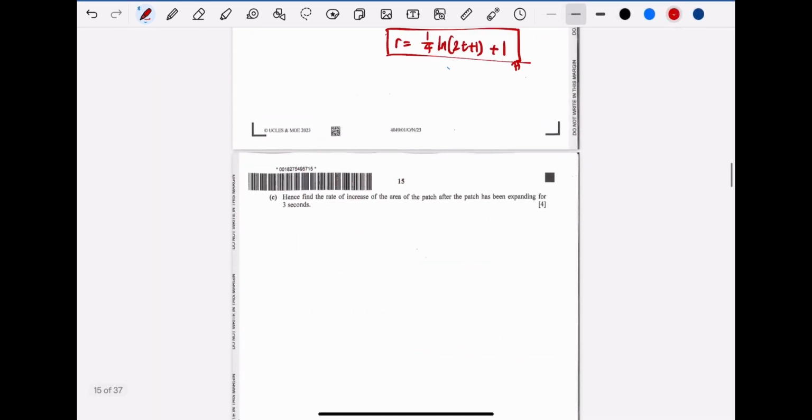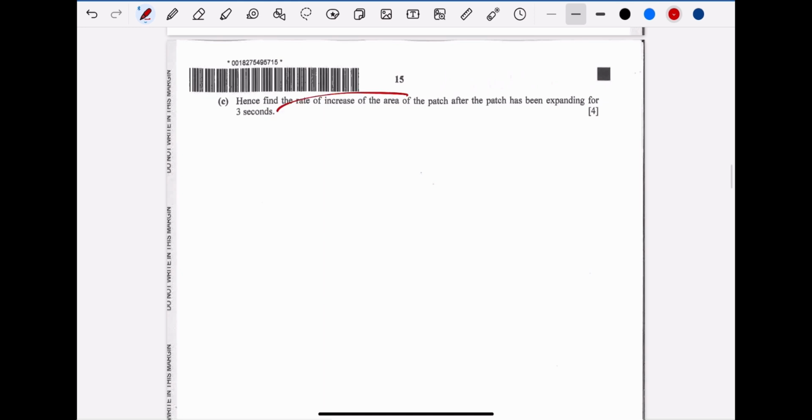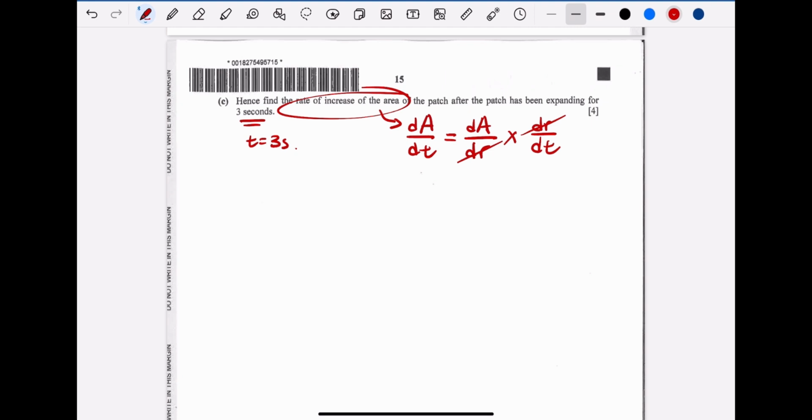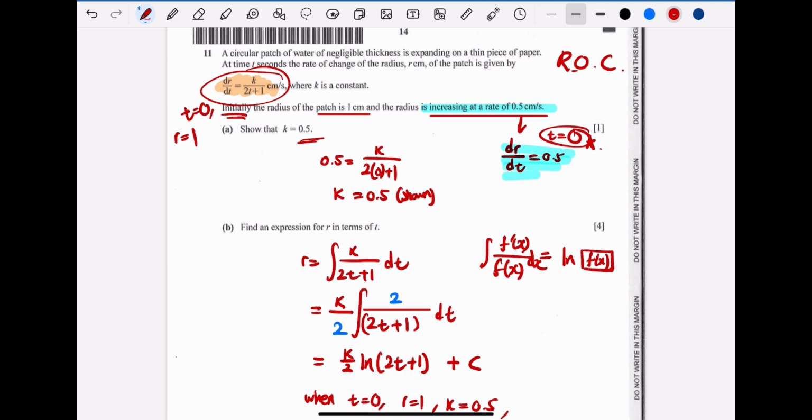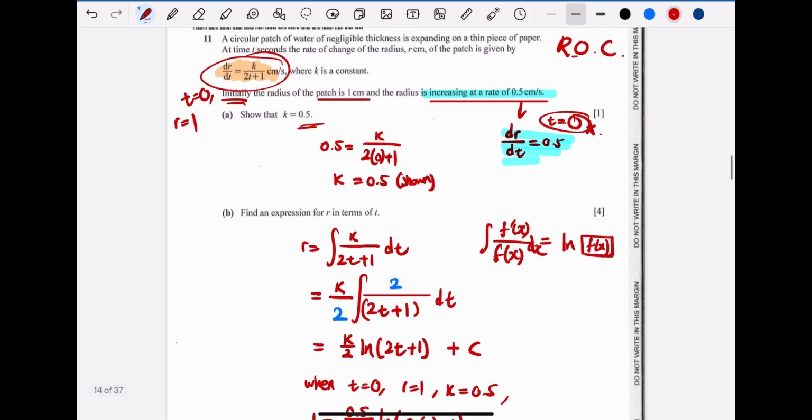Okay, and for part C, they're asking you for the rate of increase of our area after the patch has been expanding for 3 seconds. So this is when time equals 3. And they're asking for our dA/dt, rate of increase of area with time. dA/dt can actually be expressed as my dA/dr multiplied by my dr/dt, because my dr can cancel out. We already have an equation for our dr/dt, it's over here in the question that my dr/dt is equal to k over 2t plus 1.